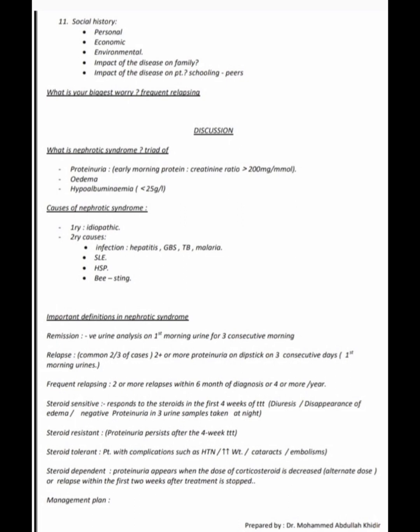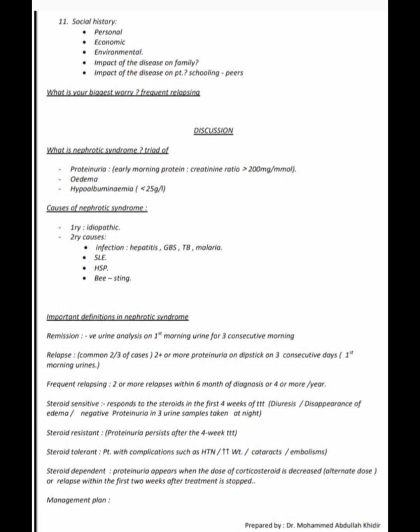Causes of nephrotic syndrome. What are the causes of nephrotic syndrome? Primary causes are idiopathic, and the secondary causes are infections, that is hepatitis B, Guillain-Barré syndrome, tuberculosis and malaria, systemic lupus erythematosus, Henoch-Schönlein purpura and bee sting. So bee sting is also a cause of nephrotic syndrome.